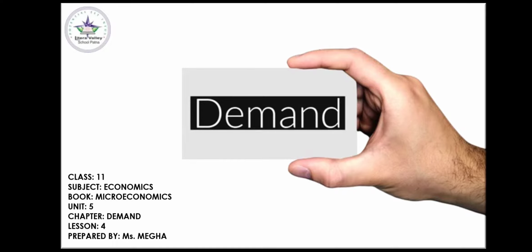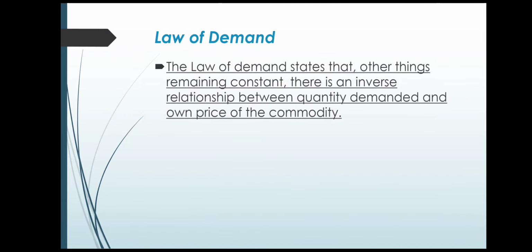In the previous class, we had studied about determinants of demand. There were two types of determinants. One was for individual demand and the other was for market demand. So the topic for today is law of demand.